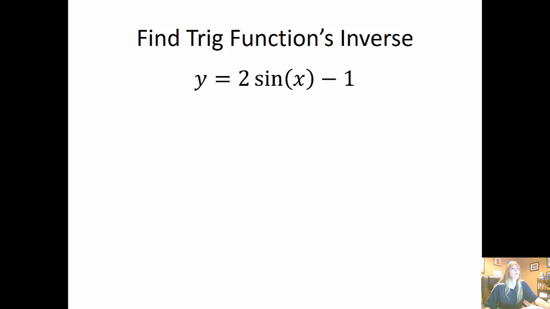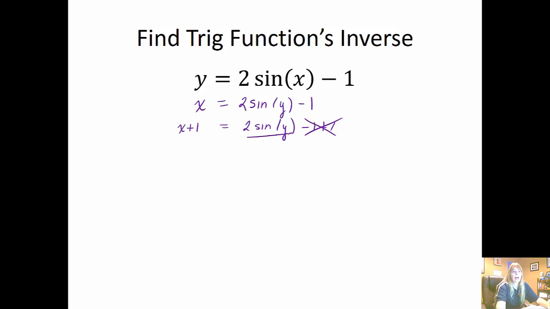Just a review: remember, the very first thing you do when you find an inverse is you switch your variables. No different, even though we have trig functions, and then you solve for y. Well, probably what I could do is add 1 to both sides, and that gets rid of that. Then I could divide by 2. So I end up with (x plus 1) over 2 equals sine of y.